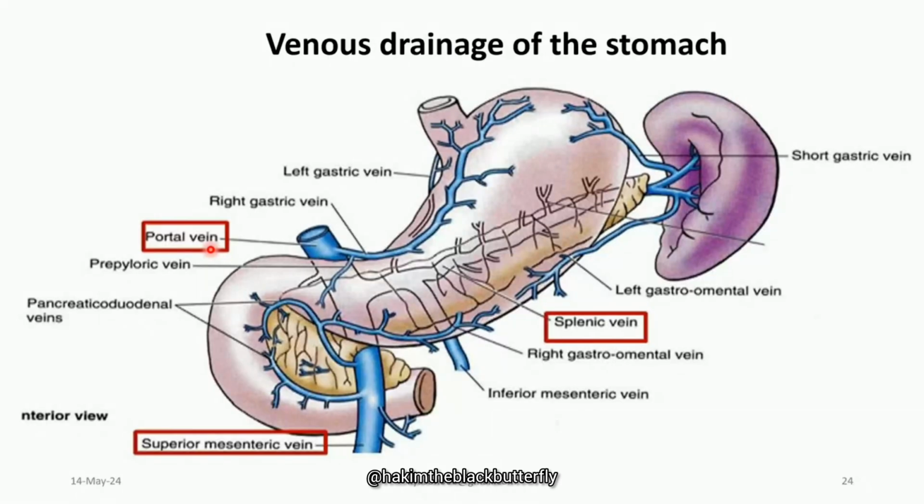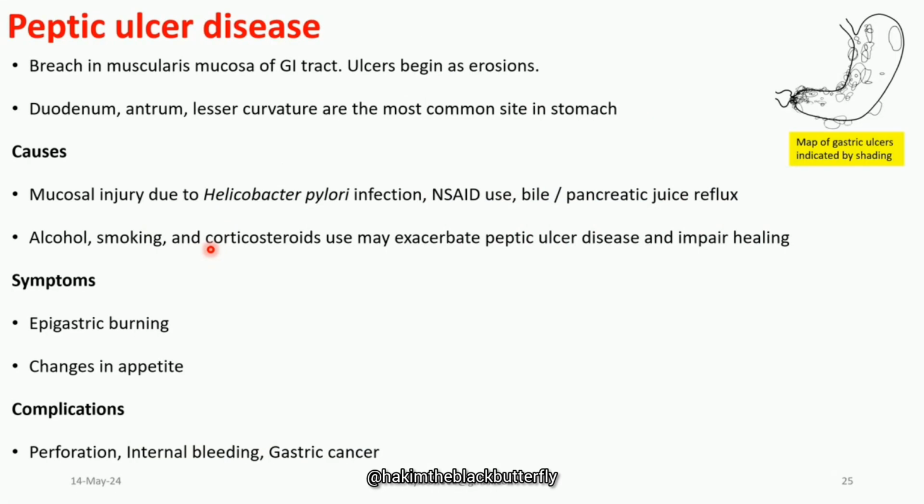Something small about peptic ulcer disease. We say that ulcers, in layman's terms, are like wounds. They are wounds that form in a particular part of the body. These wounds, in most cases, are more likely to form along the lesser curvature and the antrum, and these ulcerations can extend and also affect the first part of the duodenum.